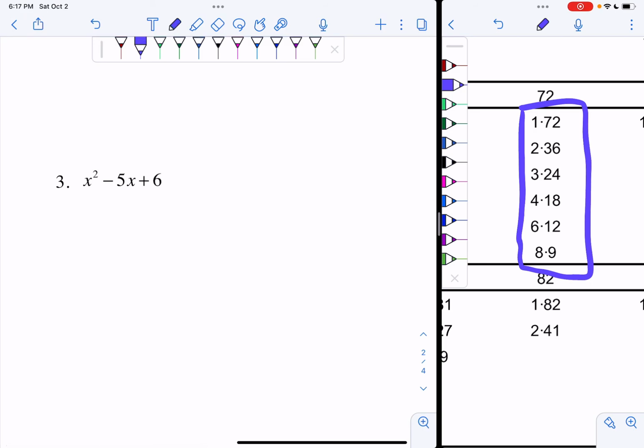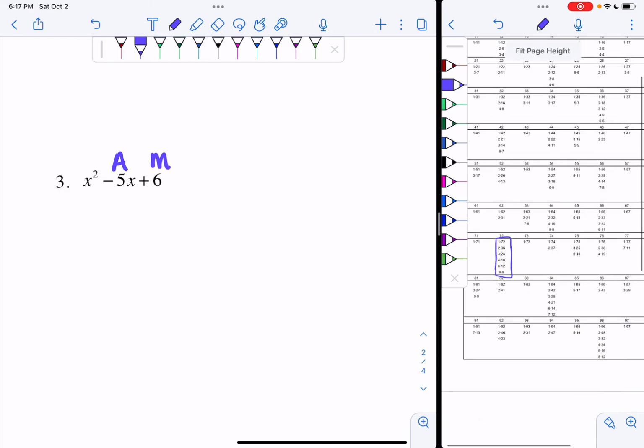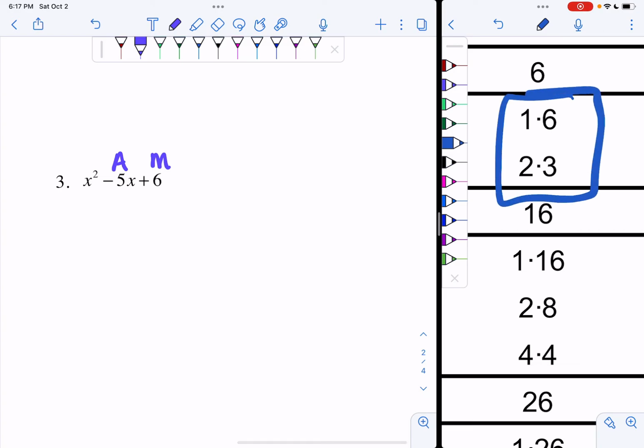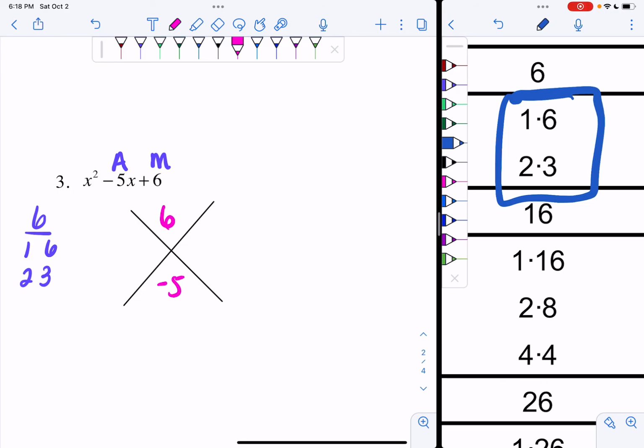Number 3, I want to add up to negative 5 and multiply to 6 for x squared minus 5x plus 6. So I go to the number 6 on my factor pair sheet, and I look at the numbers that multiply to 6. The numbers that multiply to 6 are 1 and 6 and 2 and 3. I now draw my diamond. I put my 6 up top and my negative 5 downstairs. It honestly could be either if we think about it, so we have to test them. I'm going to put my 1 and my 6 in. 1 times 6 is 6, but 1 plus 6 is 7, not negative 5.